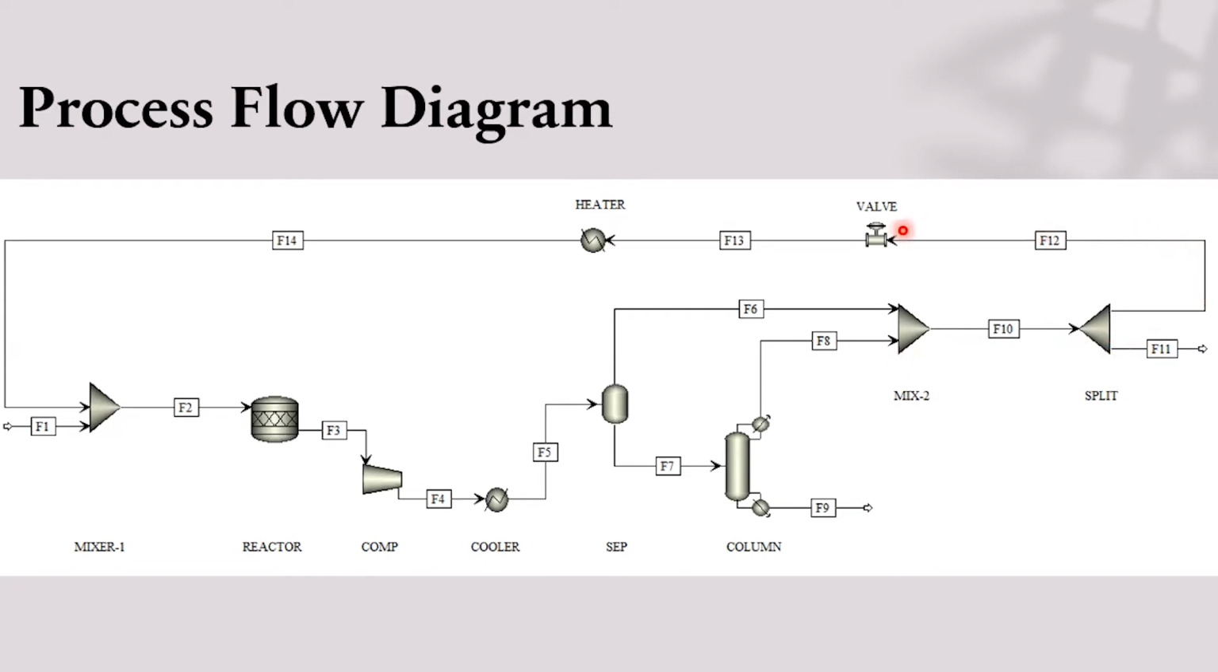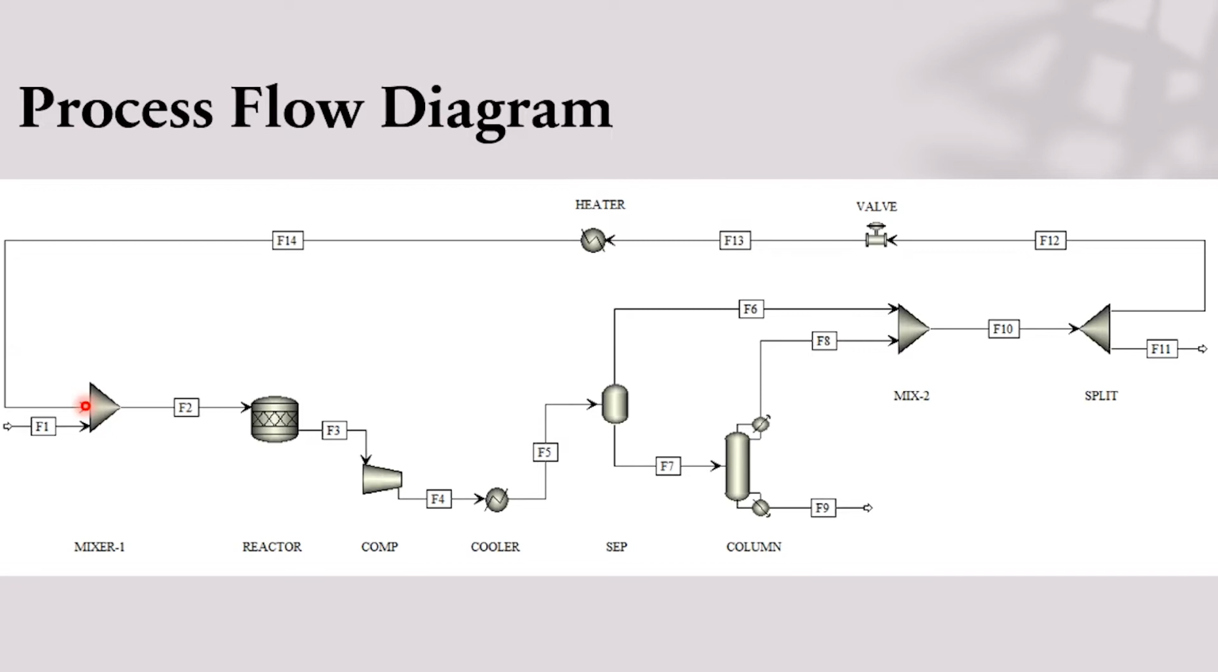And how is it recycled? By passing through a valve and heating the mixture, or F13, so that the conditions are similar to those of the feed conditions. So that is the overall schematic of how to produce ethyl chloride using ethylene and hydrogen chloride.